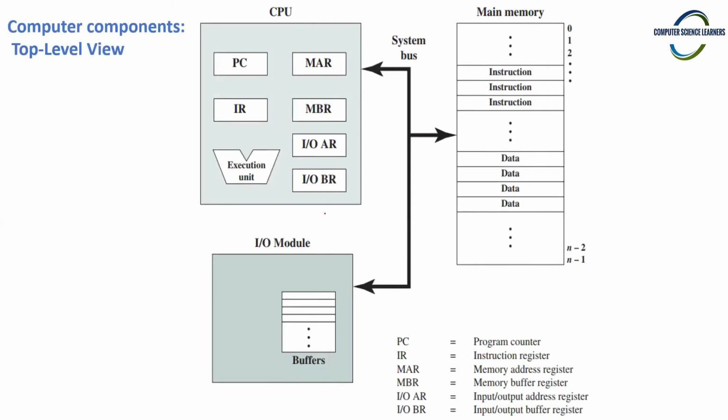So this is a top level view. Here we can see the different registers, starting from the program counter, then we have memory address register, then instruction register, memory buffer register, input output address register, input output buffer register. And this CPU is connected through a system bus with the IO module and the main memory. So now we'll be discussing the specific use of these registers.